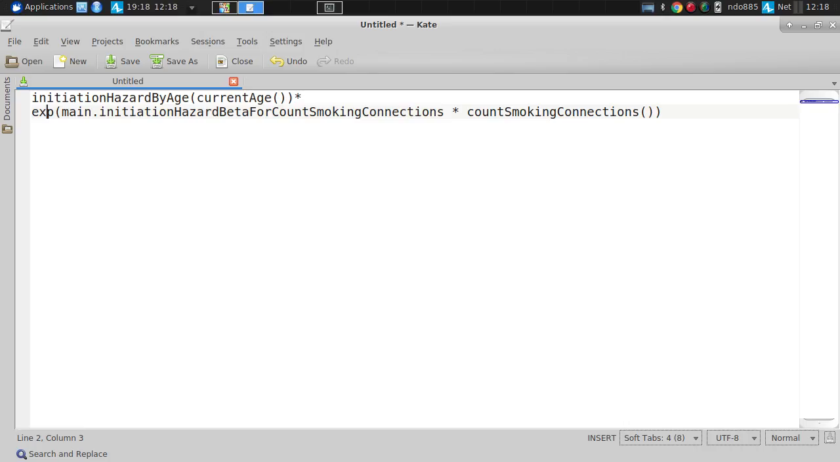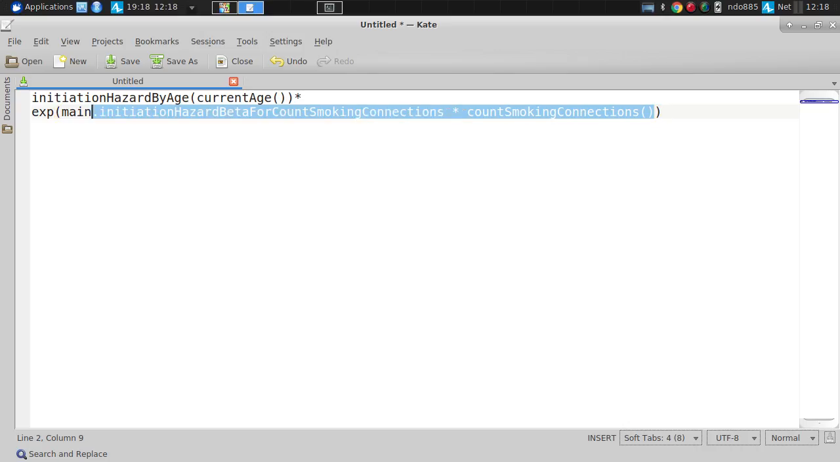Exp of 0 is 1, so it won't increase it at all. But as the count of smoking connections rises, we're going to have a larger and larger thing here. The exp of it is going to be larger than 0. It might be 1, it might be 2, it might be 3. And exp of that is going to be greater than 1. So this whole thing is going to be multiplied by something greater than 1. It's only going to be 1 if I have 0 smoking connections. The more smoking connections I have, the higher the likelihood that I'm going to start smoking.